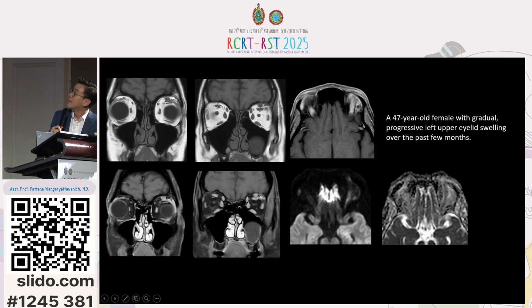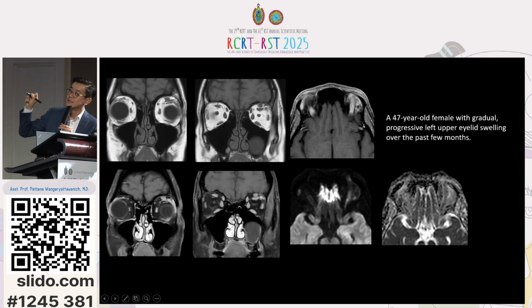Next one, we have a 47-year-old woman who came in with gradual progressive left upper eyelid swelling over the past few months. On MRI, let's look at the first row here. On the top row, we have coronal T1 pre-contrast without fat sat. And in the bottom row, we have coronal T1 post-contrast with fat sat. Then look at the area of asymmetry.